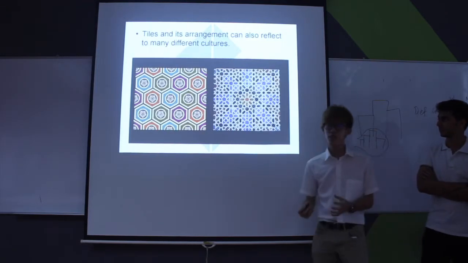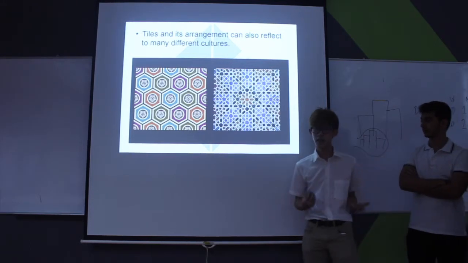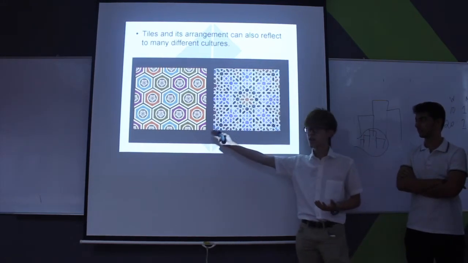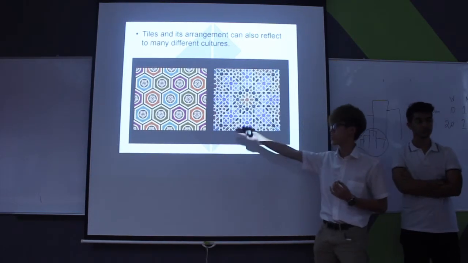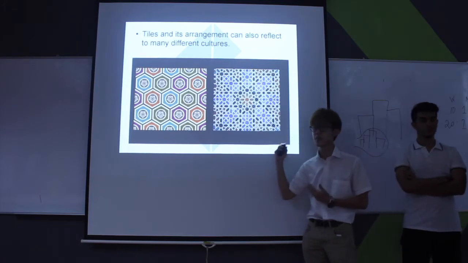Tiles and their arrangement can reflect many different cultures, like patterns and arrangements. For example, the tiles at the left reflect Japanese culture, and the tiles on the right tell us it's from Islamic culture.